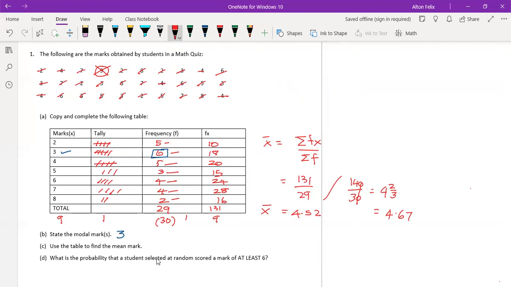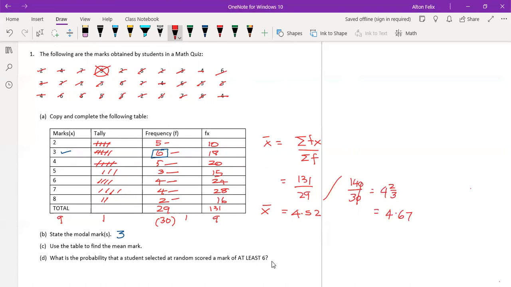What is the probability that a student selected at random scored a mark of at least 6? Now, at least 6 means 6 and more. If I say I want at least $3 for my pen, it means that I want $3 and more. So at least 6 means 6 and more. At most 6 means 6 and less. Okay, so let's answer the question.